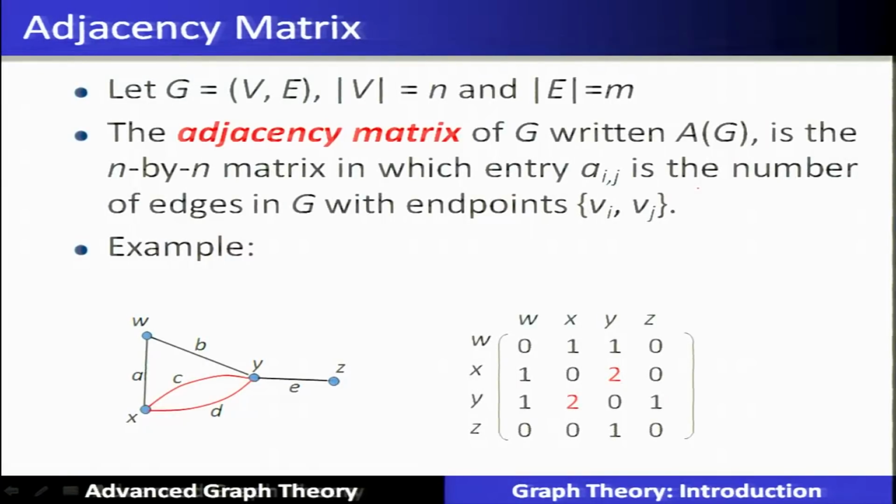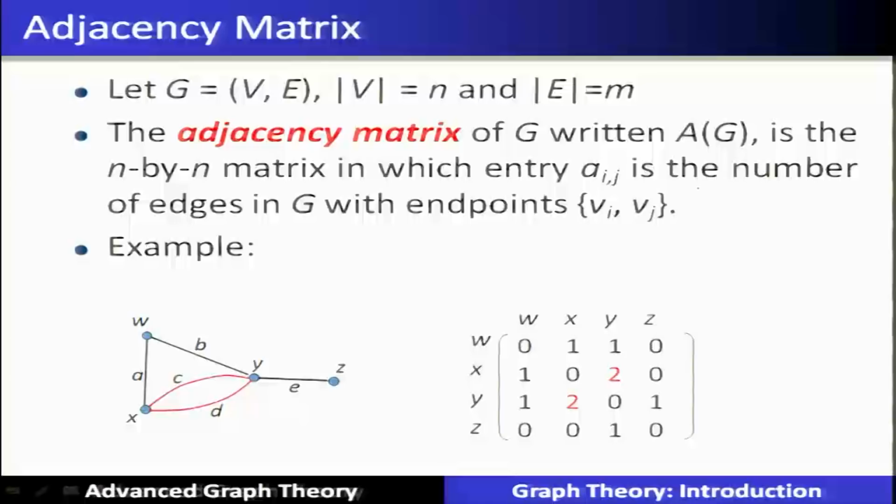I told you that a graph can be represented in a suitable form so that it can be stored in computer memory. So, we are going to see what are those suitable forms. One way you can represent a graph is called the adjacency matrix. Given a graph G(V, E) having n vertices and m edges, we can form a matrix, and that matrix is called the adjacency matrix, wherein each element Aij is the number of edges in G with the endpoints Vi and Vj.